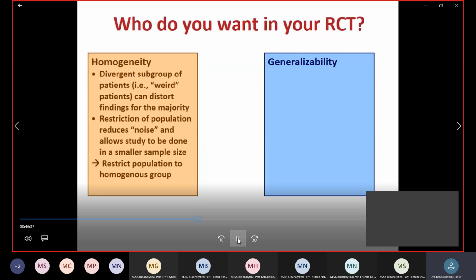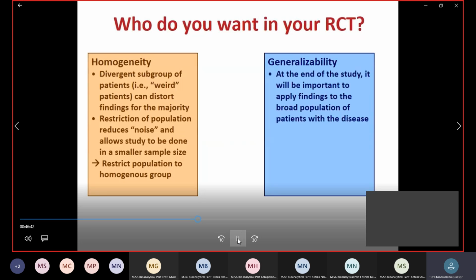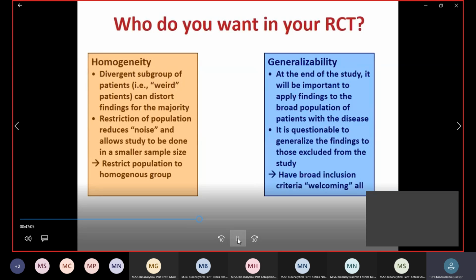Alternatively, at the end of my study, I want to be able to generalize my results. Basically, at the end of the study, it's important to only apply the findings to the people who are like the people in the study. If I do a study in men, I can't generalize those findings to women. So it's questionable whether the studies can be generalized to those excluded from the study. And so having a broad inclusion criteria that's welcoming to all is really a good thing.